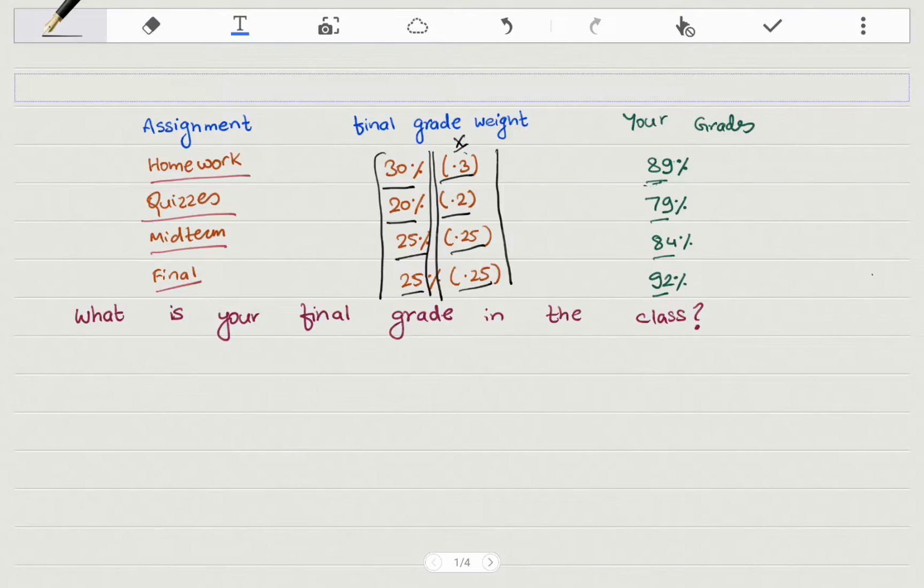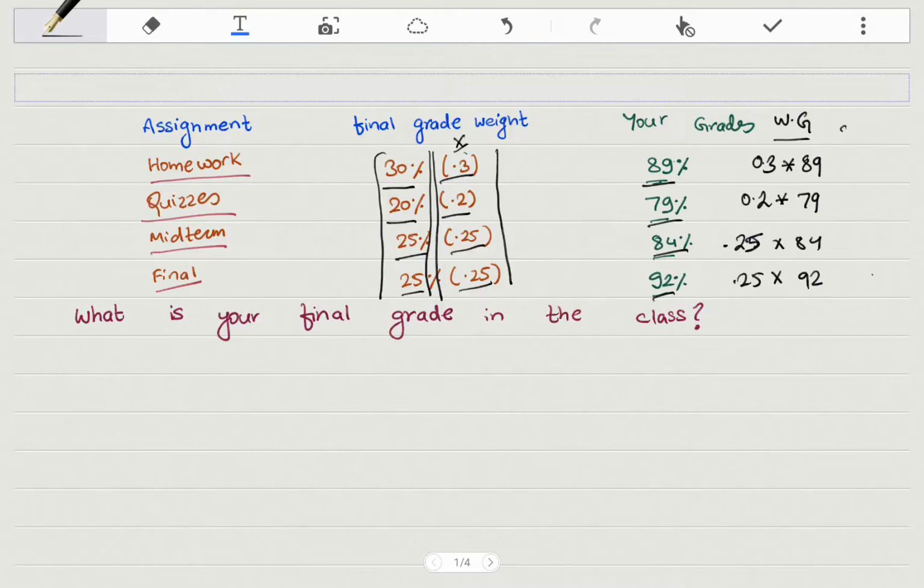Let's redo the calculation you've always done in the past. Suppose at the end of the semester you got 89% on your homework, 79% on quiz, 84% on the midterm, and you did really good on the final and got 92%. The big question is, what's your final grade? The normal process is weight times grade. The weight for homework is 0.3 and you got 89. The weight for quizzes is 0.2 and you got 79. Then 0.25 times 84, and 0.25 times 92, right?